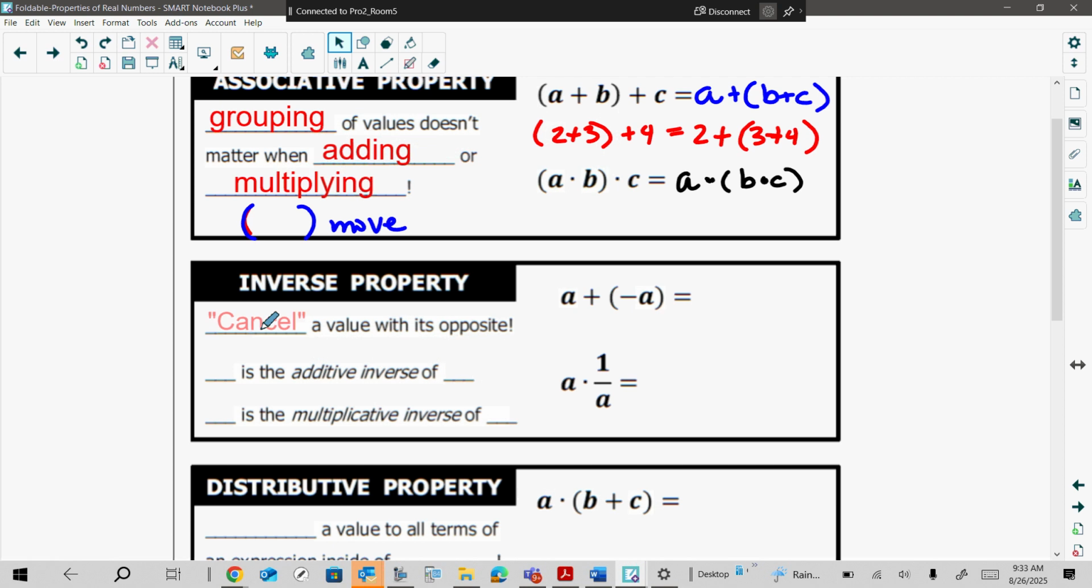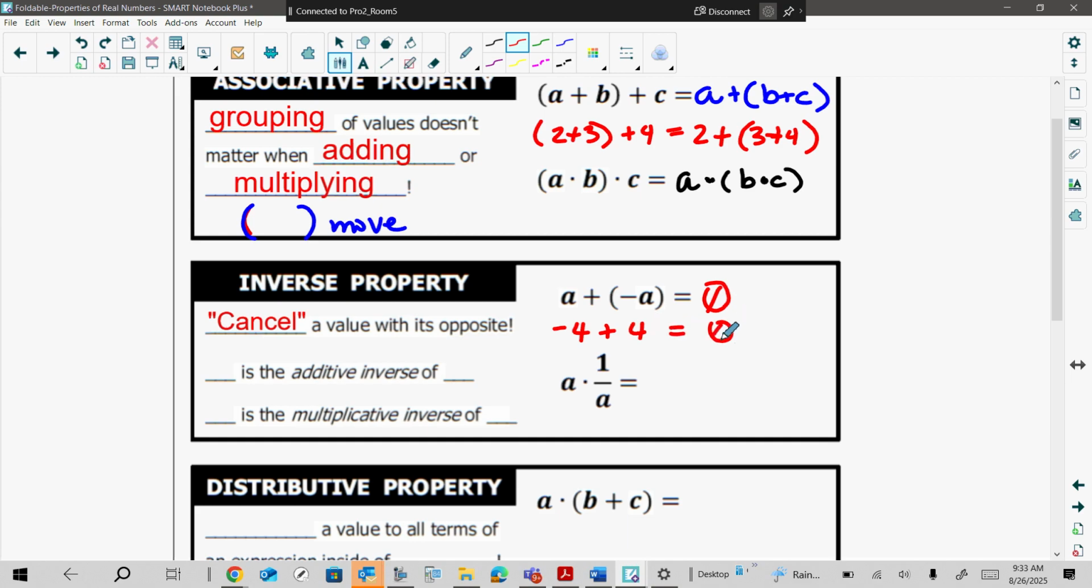Our inverse properties are when we're canceling. Okay, so look at this. If I have A plus a negative A, or think of it like 1 plus a negative 1, what would this equal if they cancel? 0. Okay, so a negative 4 plus 4 is still going to give you 0.